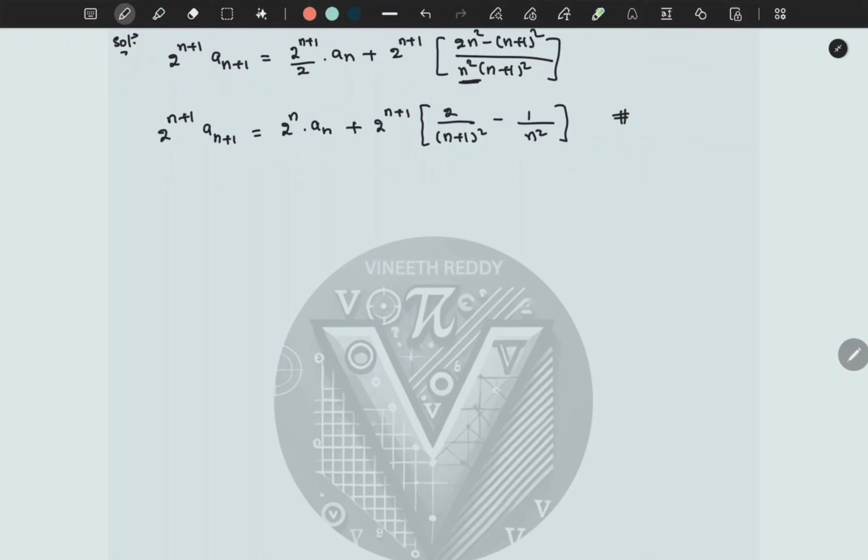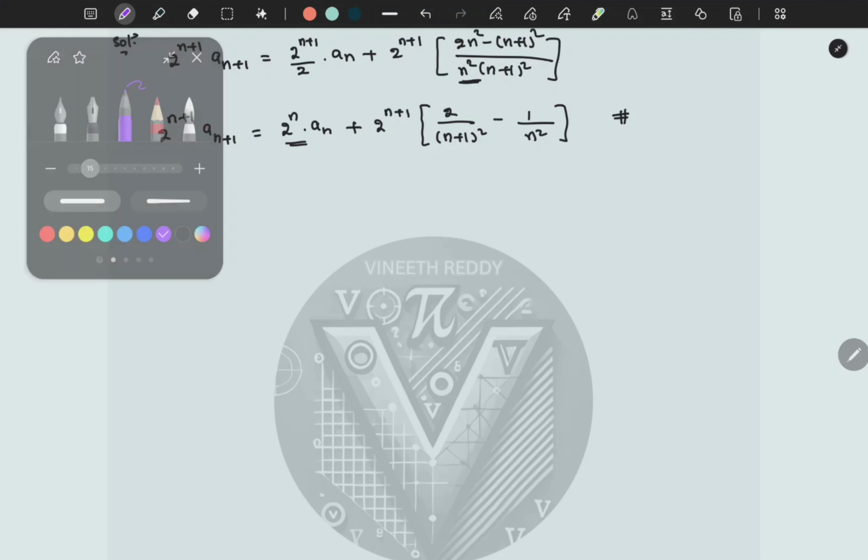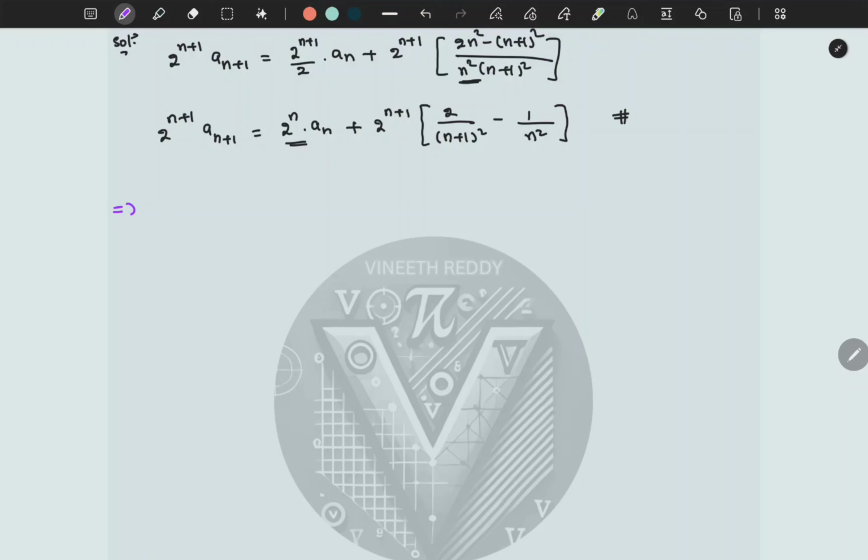Now, on the left hand side we have 2 power n plus 1. So we'll try to bring this term also to the left hand side. I'll tell you the logic behind that. So we will have 2 power n plus 1 here on the right hand side. If I multiply, I get 2 power n plus 2 divided by (n plus 1) whole square minus 2 power n plus 1 divided by n square. I hope you understood this, right?